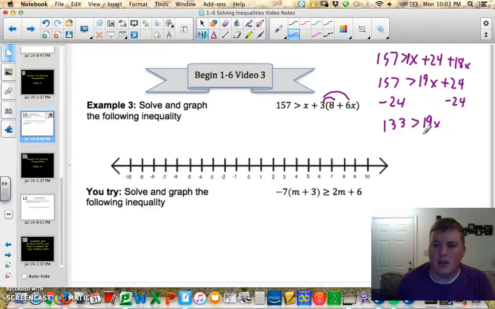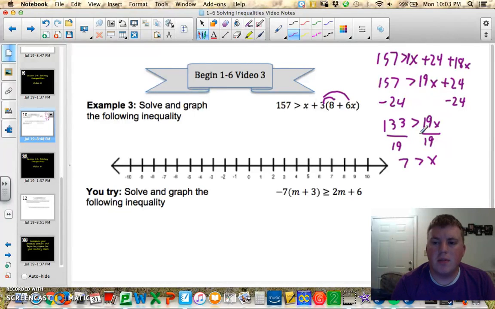So then we are going to divide both sides by 19. And that's going to give us a 7 on the left and just an x on the right. Now notice that we divide by a positive number, so we don't have to flip that sign. If that would have been negative 19, we would have had to flip the direction. So now notice that our variable is on the right.